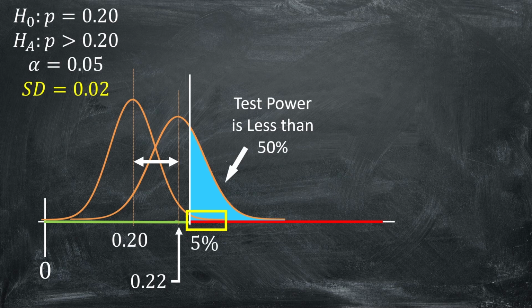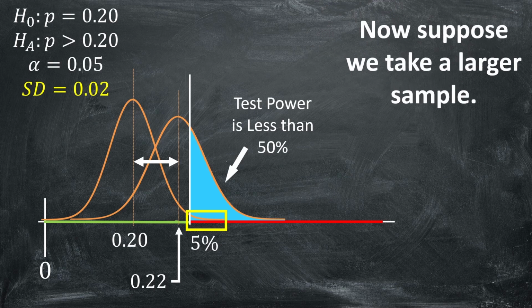And notice also, just to keep this in mind, that the area in the upper tail of the distribution of p hat under the null hypothesis is 5%. And we made it 5%. We specified that white vertical line, that's the boundary for our decision rule that puts 5% in the upper tail of the distribution of p hat under the null.